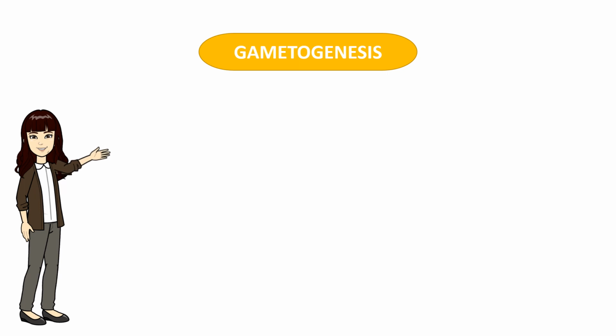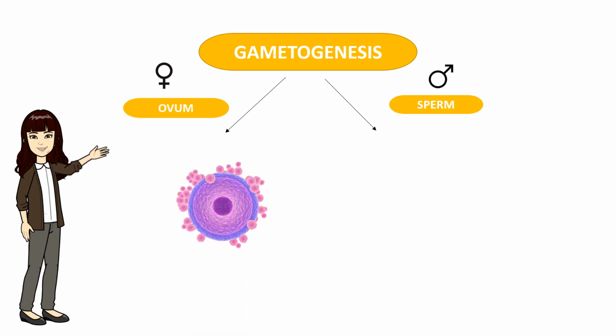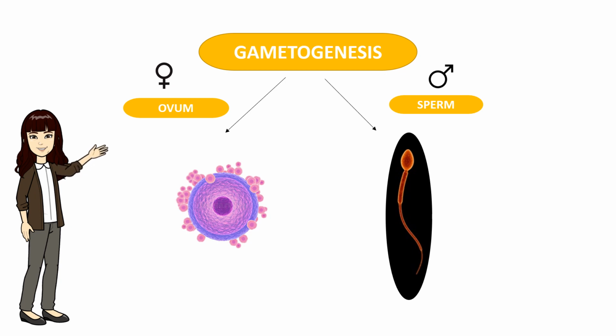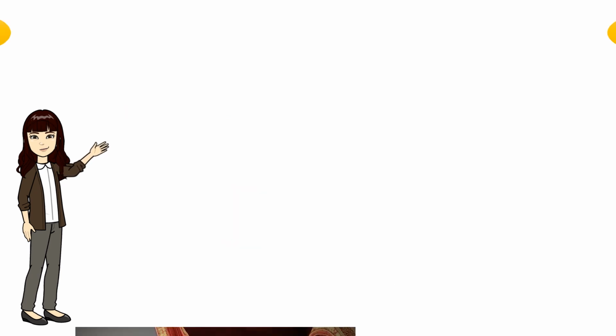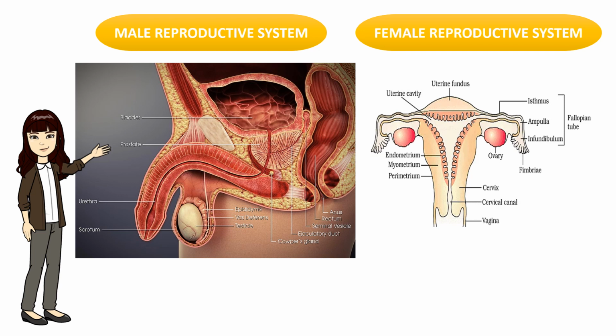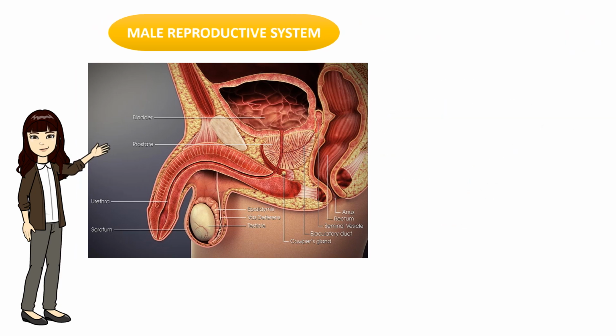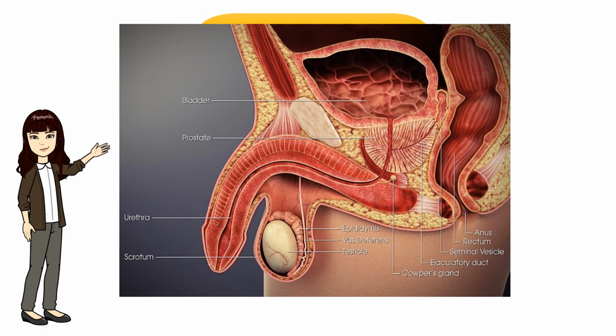Reproductive events in humans start with the formation of gametes, which is also called gametogenesis. Female gametes produced are called ovums, whereas males produce sperms. Fusion of male and female gametes forms a zygote. But from where are these gametes produced? Male gametes, sperms, are produced in the male reproductive system, whereas female gametes, ovums, are produced in the female reproductive system. First, let us see the structure of the male reproductive system.